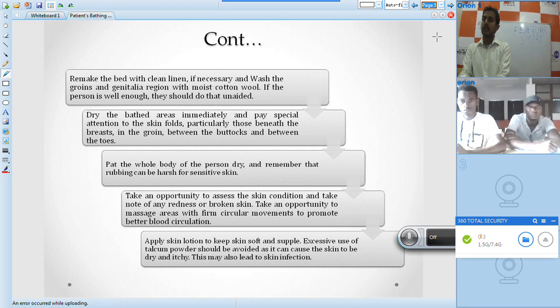While giving the bath, you need to keep in mind not to show any rush or hurry with the patient, because the skin in the sensitive region might be harassed, so that it might lead to some other skin problem.